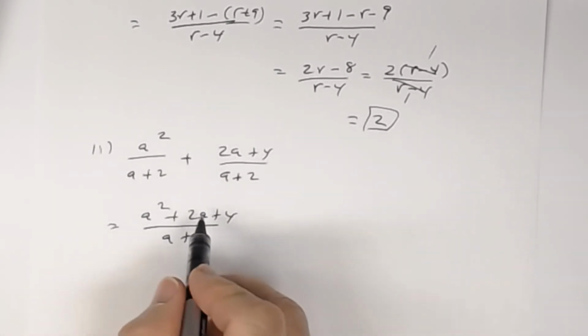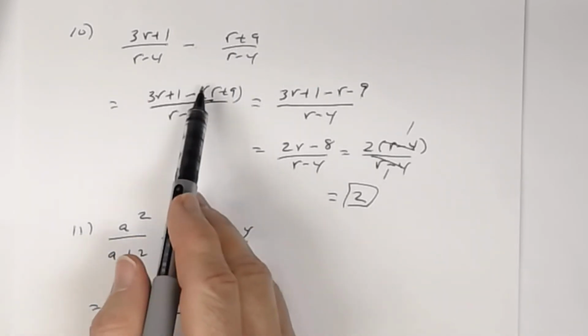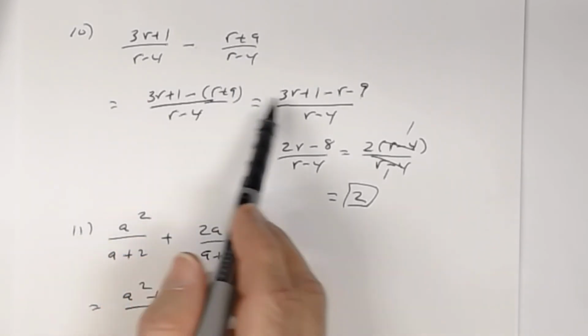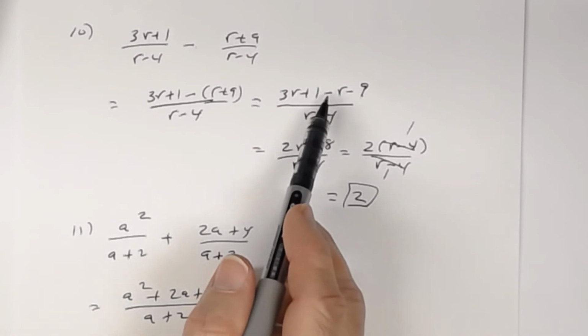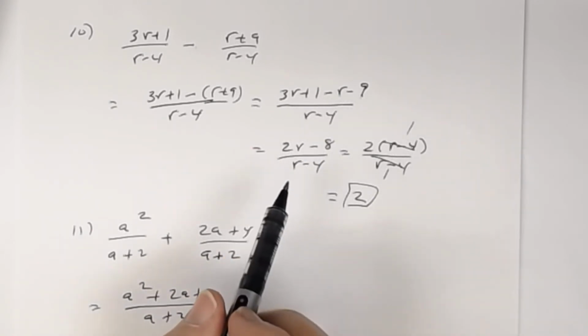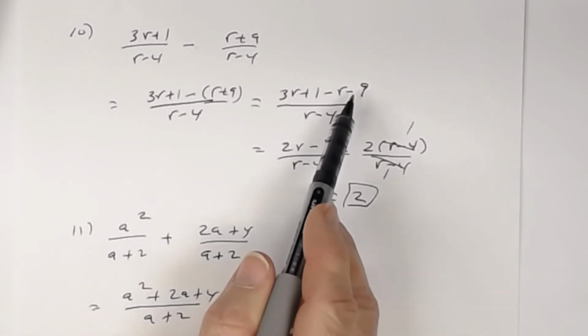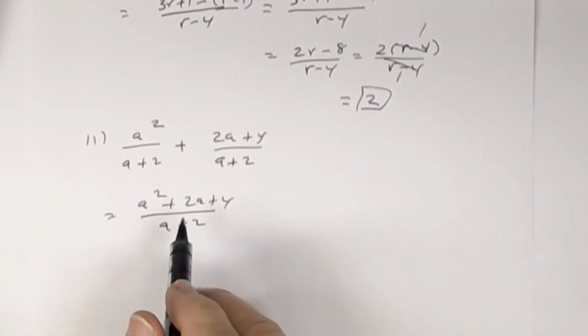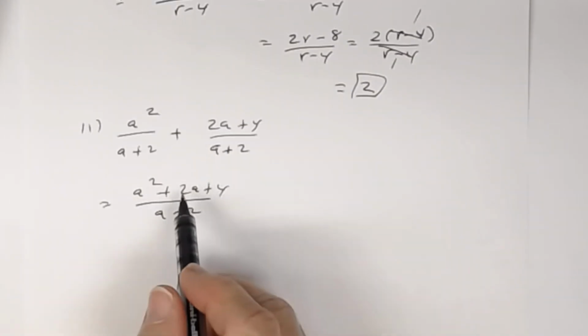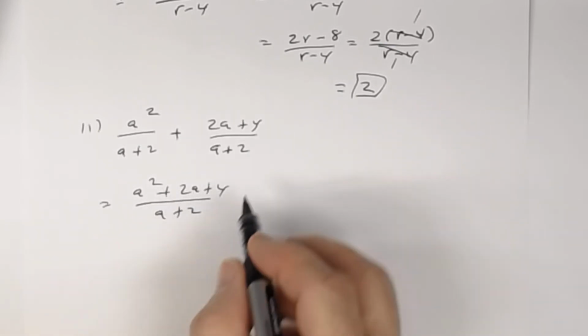Notice I didn't put any parentheses here like I did before. I put parentheses there because I was subtracting all of this. If you don't put parentheses, you're going to make a mistake and probably would have said minus r plus 9 instead. Instead of plus 9, it needs to be minus 9. Now, when you get to that point, don't say that's the answer. You've got to factor and then see if you can reduce.